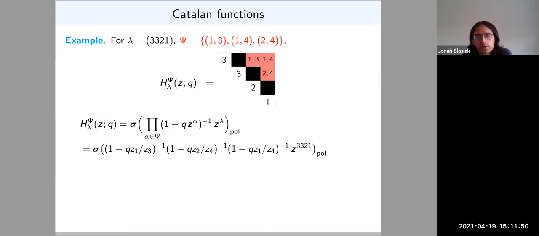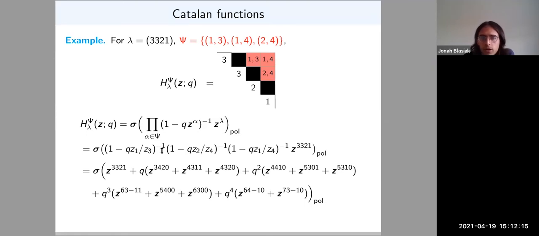Okay, so let's just see what we get when we try to evaluate this Catalan function here. Here's the expanded-out definition, and now we want to take each of these, 1 minus q z_i over z_j inverse, and expand it as a geometric series, like 1 plus q z1 over z3 plus q squared z1 squared over z3 squared, and so on. And then we truncate to only polynomial characters. It's not hard to see that once you start applying z_i over z_j to some large power, you get things whose polynomial truncation will be 0. And these are the terms that are maybe obviously not 0.